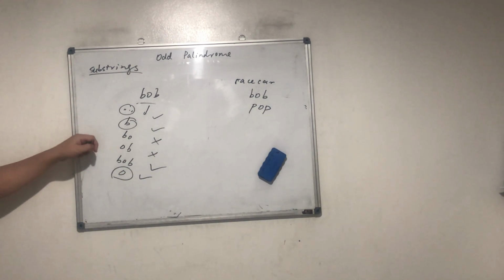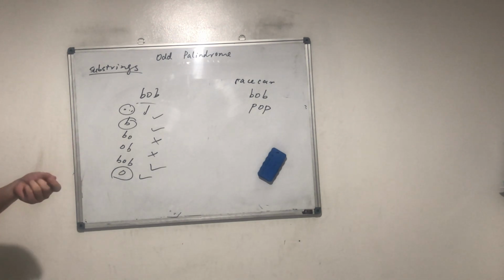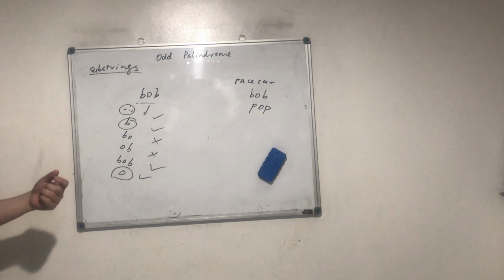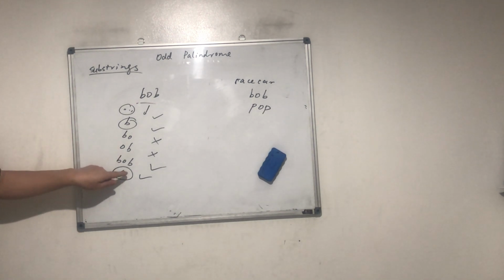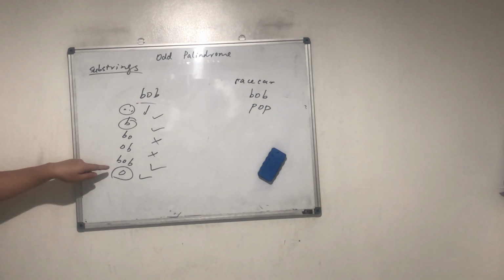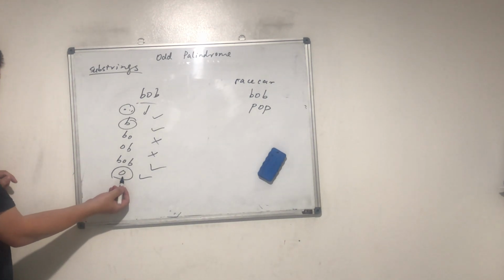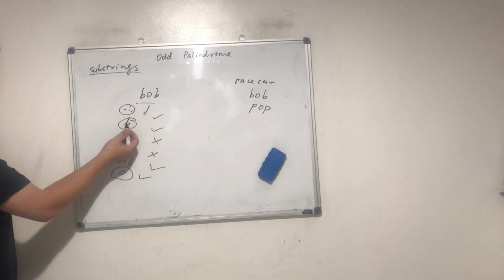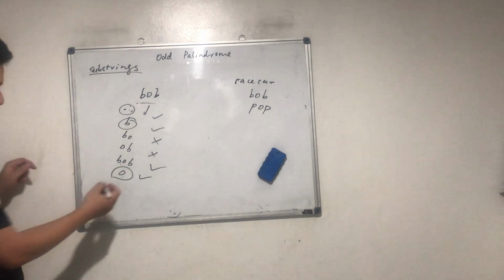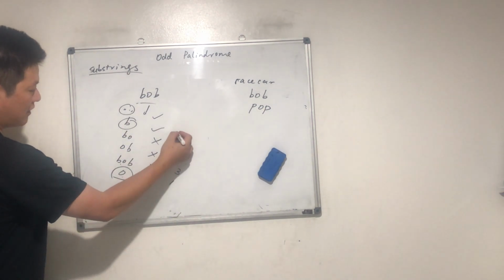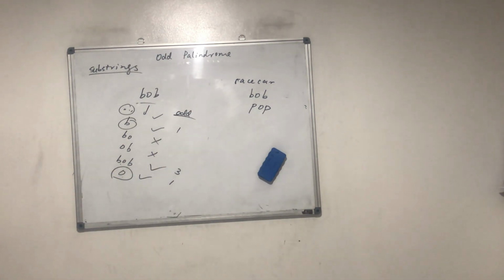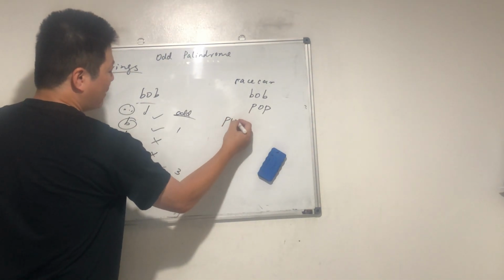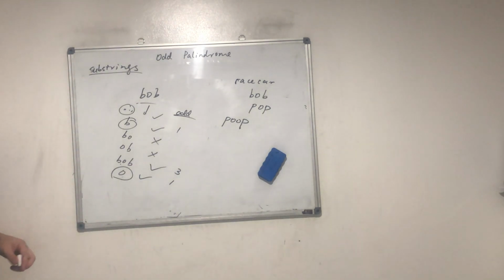Are there any even palindromes, where the length is even? Here? No, they are odd. These are all length 1 or 3. I can tell you a palindrome that has an even length. Can you tell me? Poop. P-O-O-P, yeah.